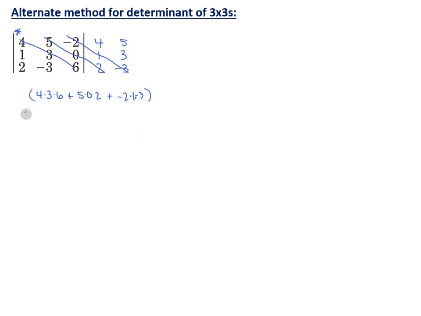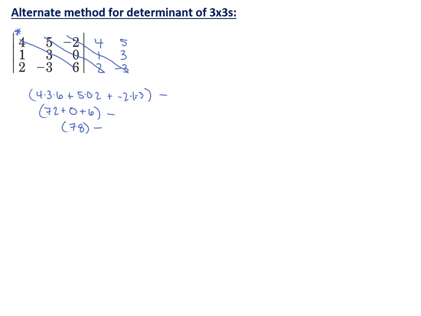So we have to do all of those calculations. We'll go ahead and do those. 4 times 3 is 12, times 6 is 72. Plus, well, that's 0, because we're multiplying by 0, and this becomes plus 6. So overall, we end up getting 78 for this first calculation.